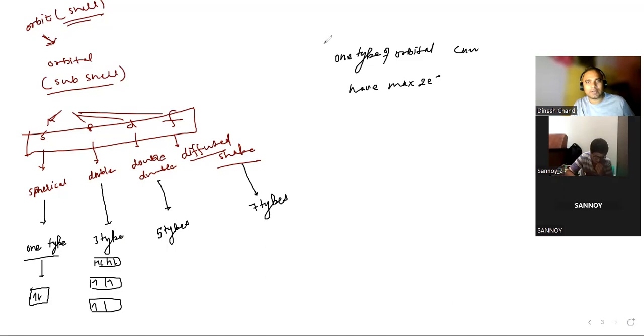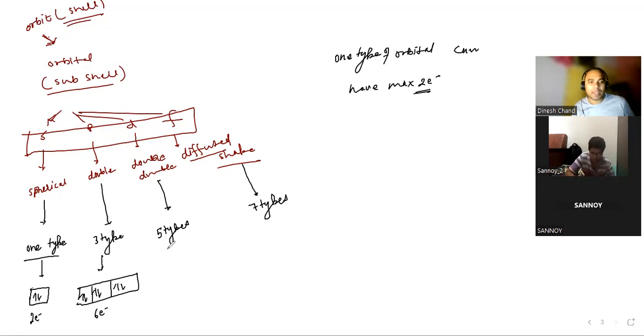We cannot say here. See, p orbital is total 3 types. Got it? So maximum electrons can be how many? 6 electrons. One type of orbital can have maximum 2 electrons. It is having 3 types, so the total electrons will be 6. According to Hund's multiplicity rule, firstly they will fill singly, 1, 1, 1. Once it is singly filled, then they will get paired. First the plus half spin will fill, and then the minus half spin.